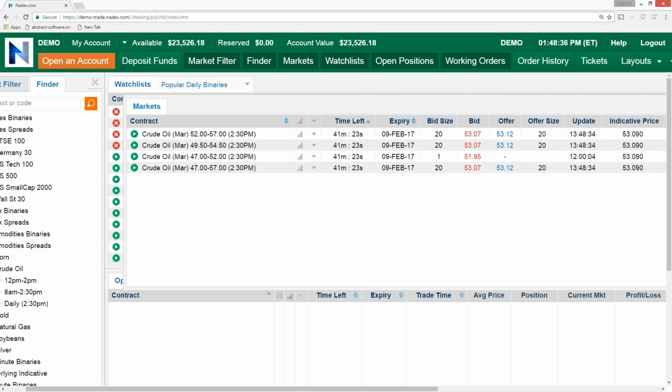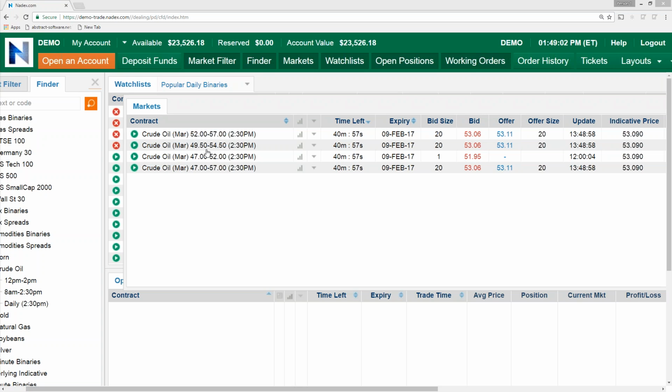So let's say that I think the market is actually going to move lower from this level. Well, I want to find a spread that gives me the potential to make a profit if the market does move lower below where it's trading right now, which is still around 53.10. So the actual crude oil futures are trading 53.10. The indicative price is 53.09, so it's very, very close. So let's take a look at what I can do here.